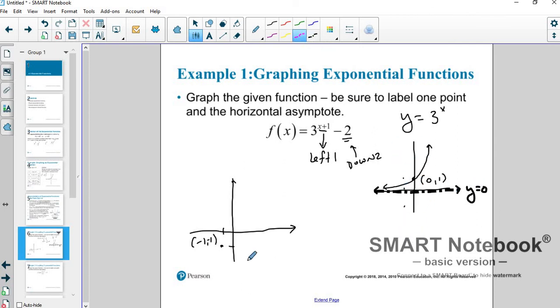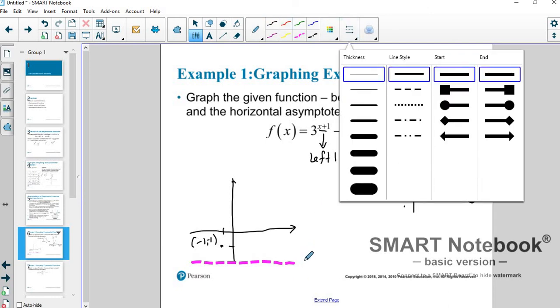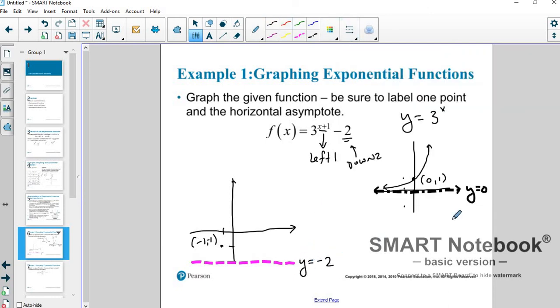So I'm going to use a different color here to represent our asymptote. And our asymptote gets moved down from y equals 0 to y equals negative 2. I went down 2, 0 minus 2 is negative 2. And then my shape, right? Something like that. Looks very similar. This is my f of x function. All right, so I just take this base graph and I shift it over and down, and that's what I get. Okay? So you all try one.